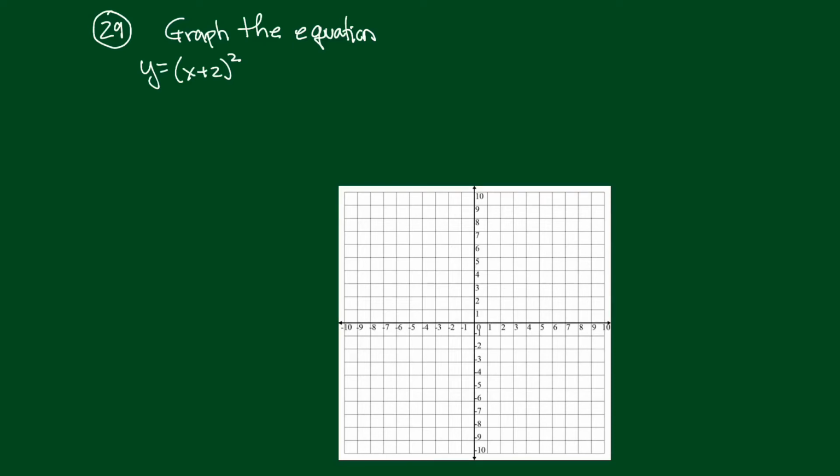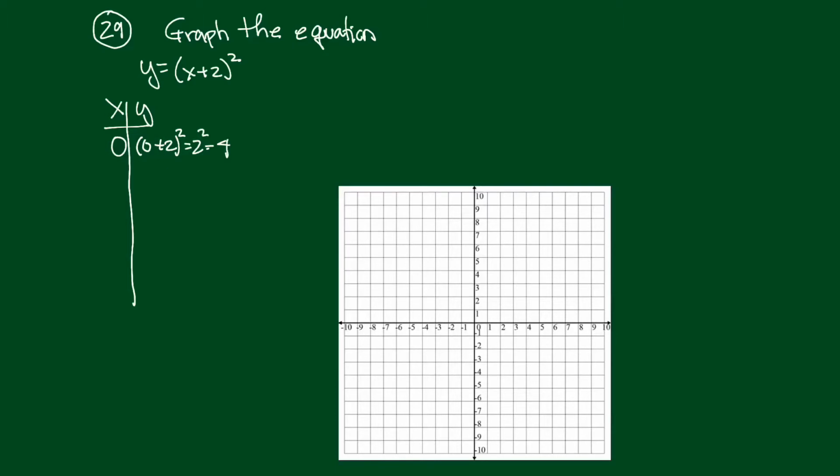To graph this equation here, let's set up a table. So we'll set up our table with an x and a y. Now, let's choose x to be 0. If you put 0 back in here, we're going to get 0 plus 2 is 2. 2 squared is 4. So I'll write it here. We'll get 0 plus 2 squared is 2 squared, which is 4.